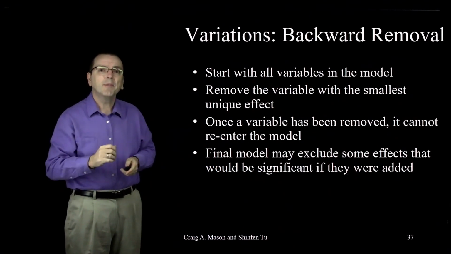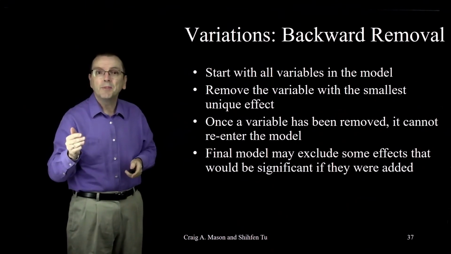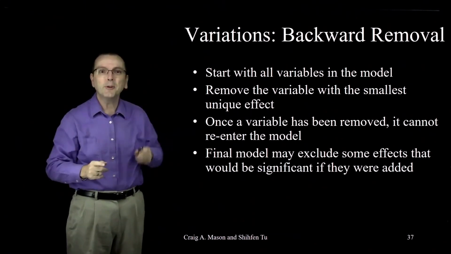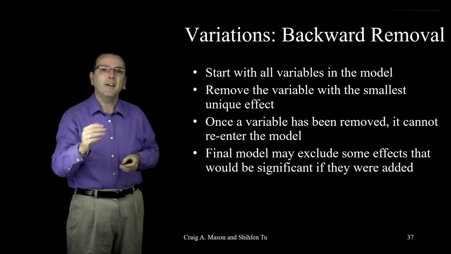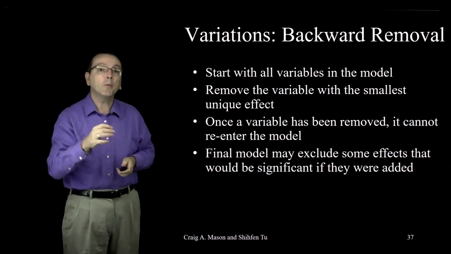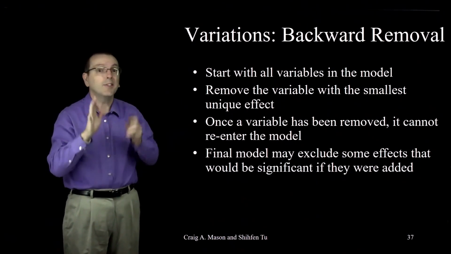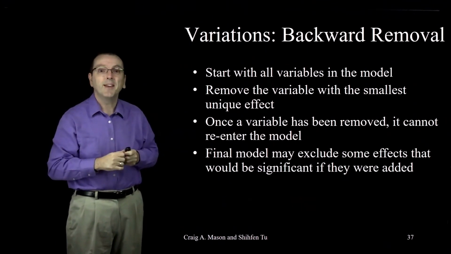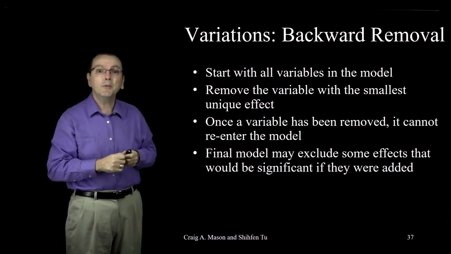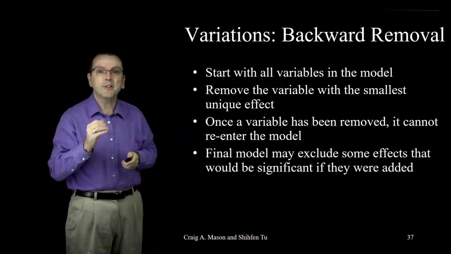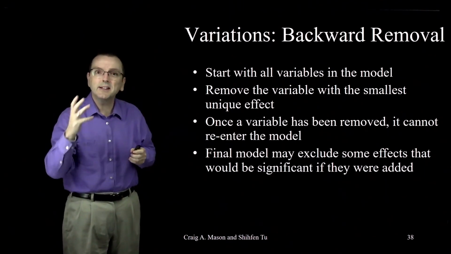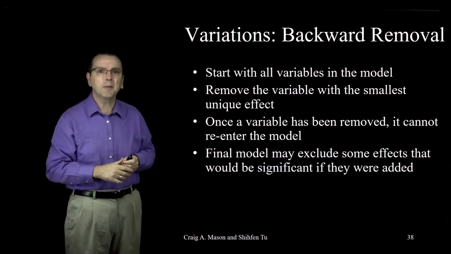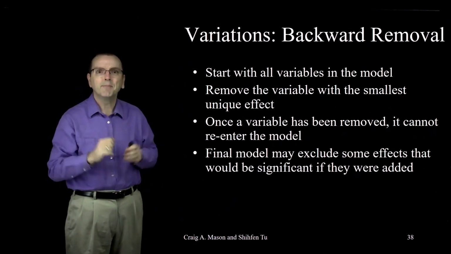Now, alternatively, there's what's called backward removal. It's essentially the opposite of forward selection. You start with all the possible variables in the model and then successively remove the variable with the smallest unique effect that also doesn't meet your inclusion criteria. And once a variable has been removed, it cannot re-enter the model. Again, it can't re-enter the model even if later on it would be statistically significant once there's fewer variables in the model. Once it's out, it's gone.